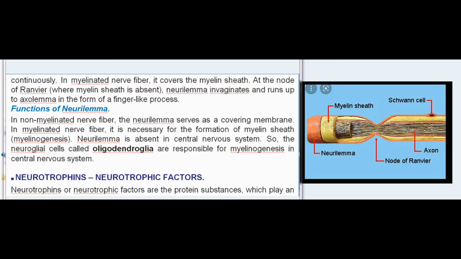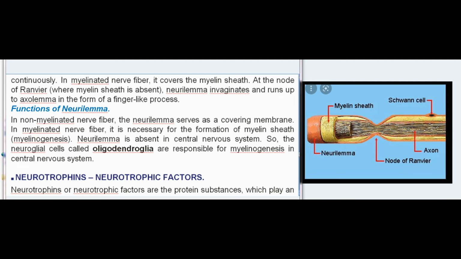At the node of Ranvier, where myelin sheath is absent, neurolemma invaginates and runs up to axolemma in the form of a finger-like process. Functions of neurolemma: in non-myelinated nerve fiber, the neurolemma serves as a covering membrane. In myelinated nerve fiber, it is necessary for the formation of myelin sheath, myelinogenesis. Neurolemma is absent in central nervous system. So, the neuroglial cells called oligodendroglia are responsible for myelinogenesis in central nervous system.